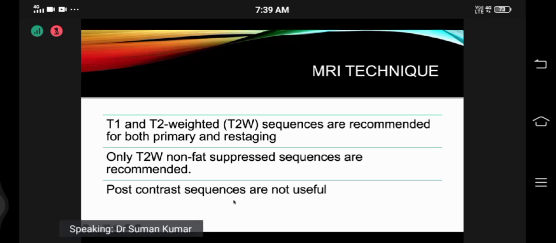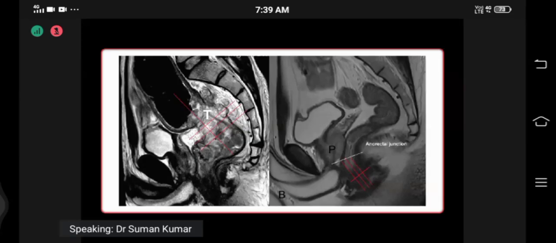Normally, the routine requisition which comes is MRI with contrast or CT with contrast. So contrast is not required. So non-contrast, non-fat suppressed T2 weighted sequences, where there is a large FOV sequence, and then a small FOV sequence, that means magnified images, which are useful for assessing the local extent of the tumor.